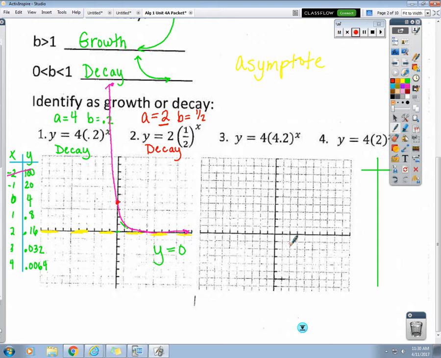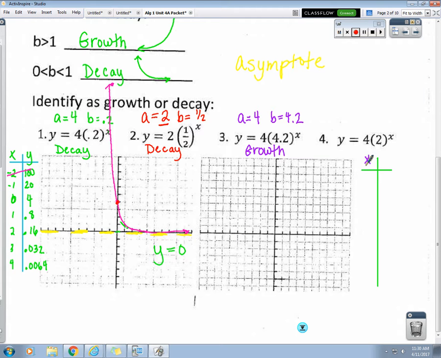Okay, now let's look at number 3. What is the A value? What's the B value? So is this going to be a growth or a decay? Definitely a growth, because 4.2 is definitely greater than 1. Now, so we know by just hearing that it's a growth, that it's going to look like this. Okay, it's going to go up from left to right. So that means it will approach the asymptote on this side this time. But to figure out exactly where it is, we need to create a table. So x and y, I'm going to give you some different numbers this time, and you'll see why in a second. -4, -3, -2, -1, 0, 1, 2.